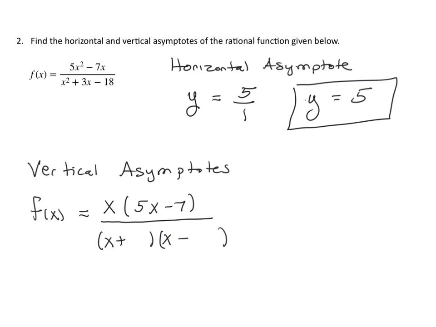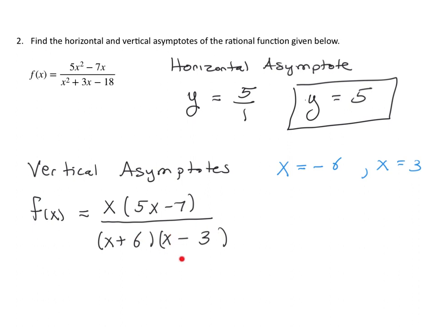Sorry, I don't think that's right. I think it's going to be positive 6 and negative 3. The sum of those two numbers is positive 3, and the product is negative 18. This means we have two candidates for vertical asymptotes. That's going to be x is equal to negative 6, and also x is equal to positive 3. The reason is those numbers make the denominator equal 0.